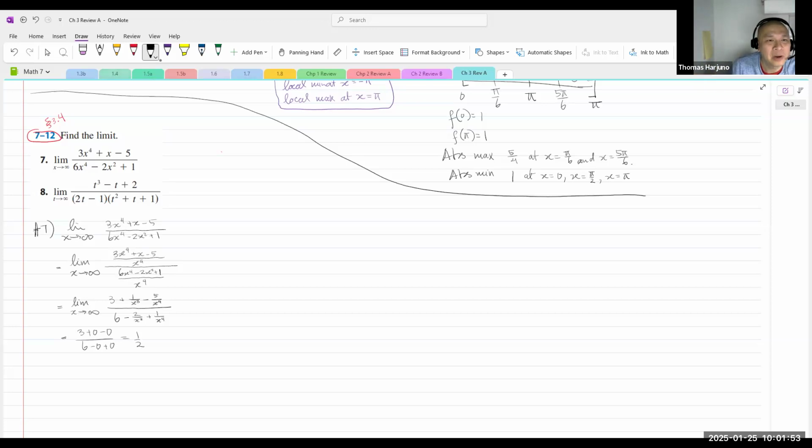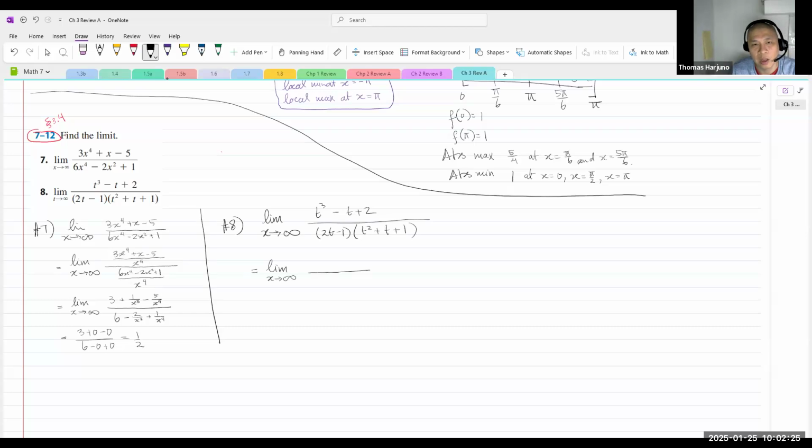Now number 8 is actually even more interesting. Let me try to write it larger this time. The limit as t approaches infinity of t cubed minus t plus 2 over 2t minus 1 times t squared plus t plus 1. Notice that the numerator and denominator both have degree 3, right? Now the question is, should we FOIL the denominator? In my opinion, you can. It's not wrong.